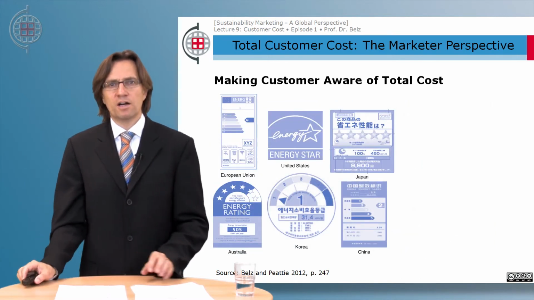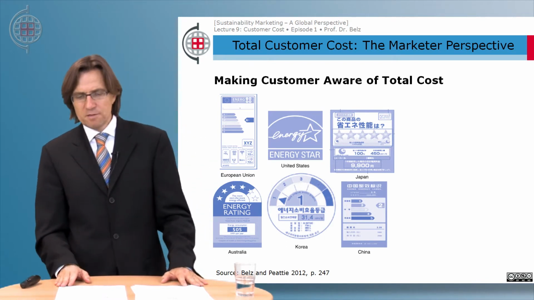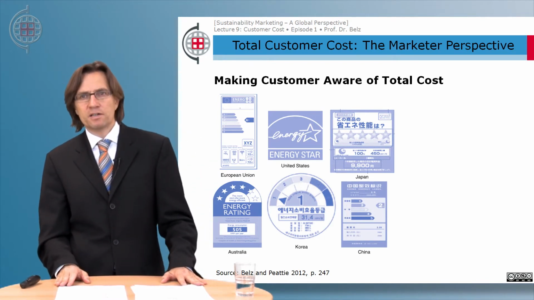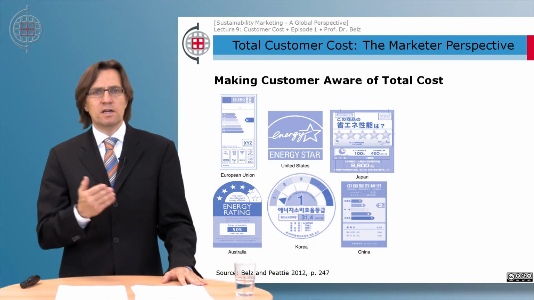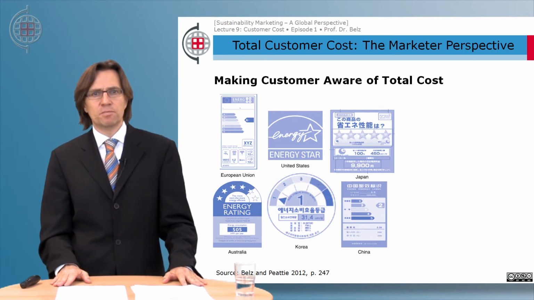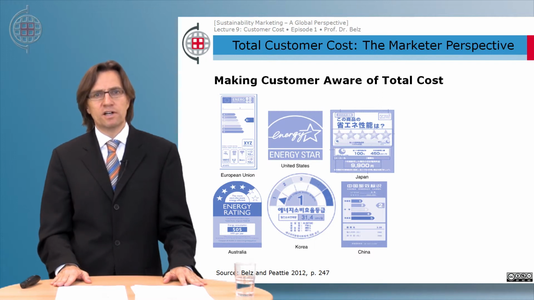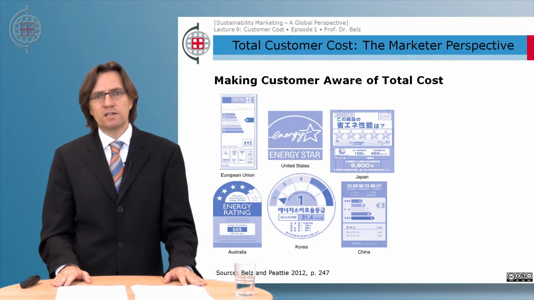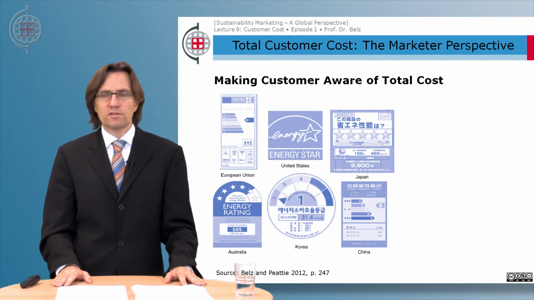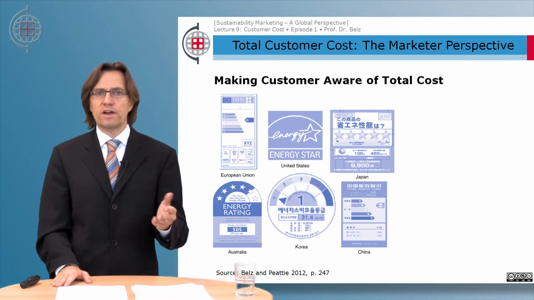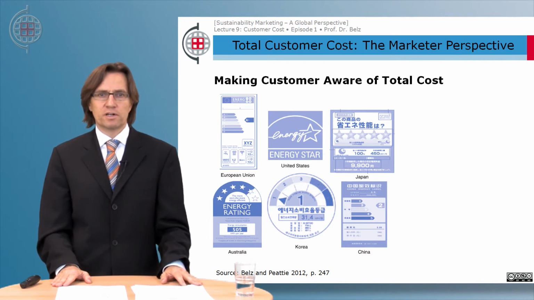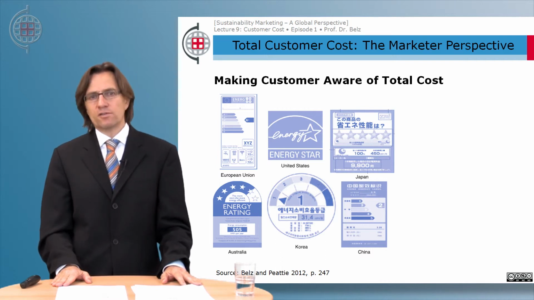Another example are tools or labels by third parties. Here you see a number of energy labels from all over the world, including the European Union, the United States, Japan, Australia, Korea, and China. They sensitize consumers for the use cost of energy using products like washing machines, like cars, and so on and so forth.